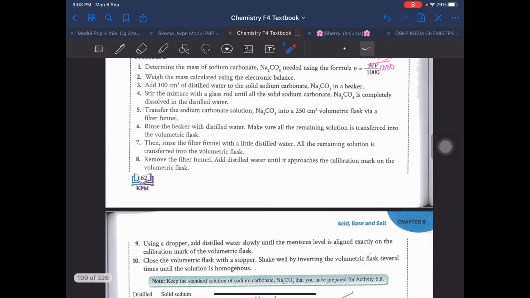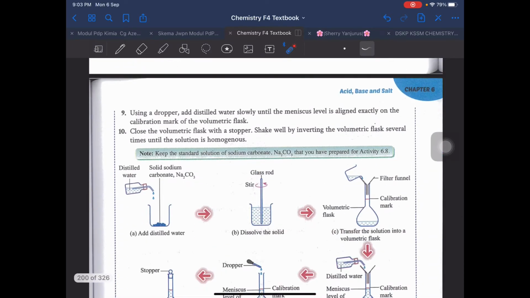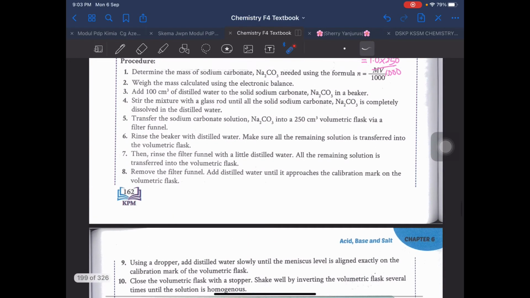And then stir the mixture with the glass rod until all the solid sodium carbonate is completely dissolved in distilled water. Next is you need to stir. Okay, tadi kita sudah letak 100 cubic decimeter of water. So now you need to stir sampai semua dissolve. Larut sampai semua larutan itu, pepejal itu larut. After that, transfer the sodium carbonate solution into 250 cubic volumetric flask via a filter funnel.